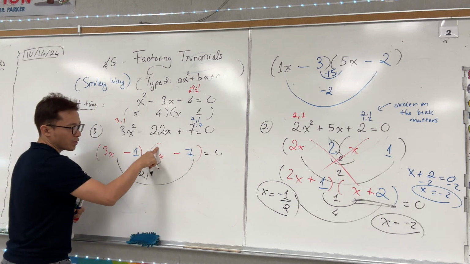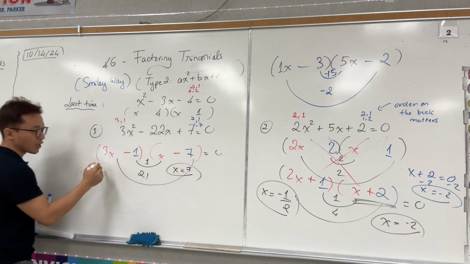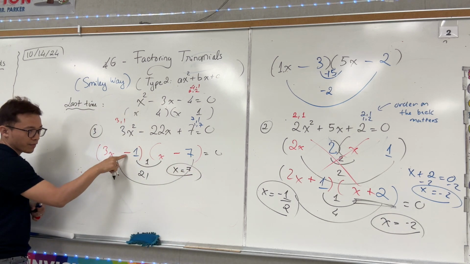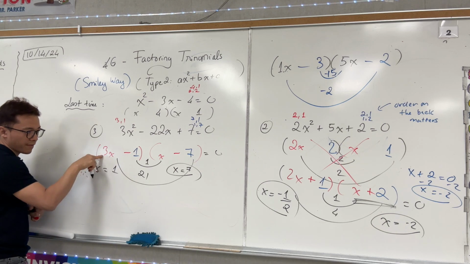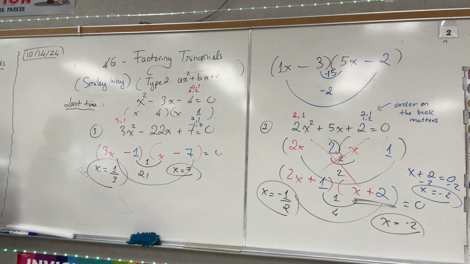This one is easier. Let's do this one first. X equal to 7. And x equal to? Flip the sign here: 1, and then divide it by the number in the front. Yeah? That's it.